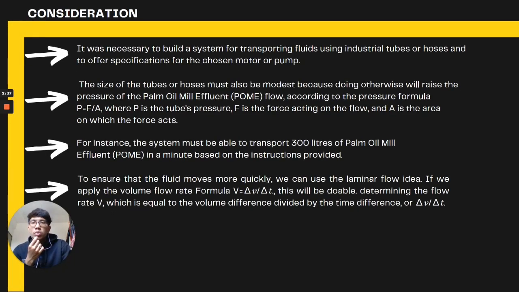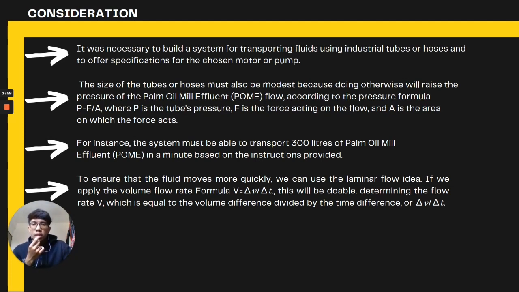And then we go to the consideration. It was necessary to build a system for transporting fluids using industrial tubes or hoses, and to offer specification for the chosen motor or pump. The size of the tubes or hose must also be modest, because doing otherwise will raise the pressure of the palm oil mill effluent POME flow. According to the pressure formula, P equals F over A, where P is the pressure, F is the force, and A is the area.